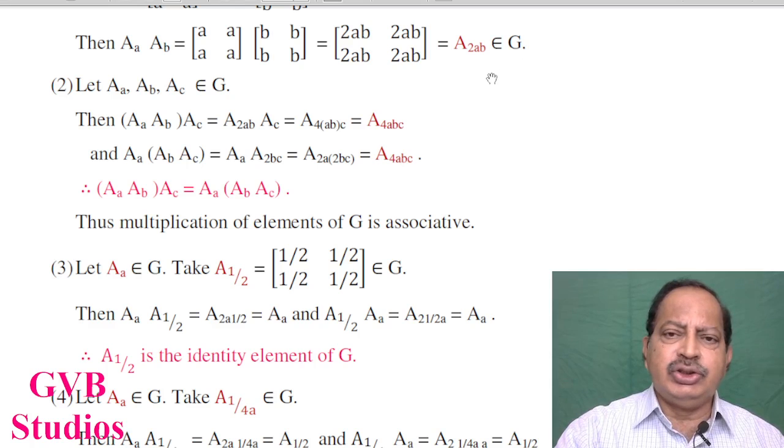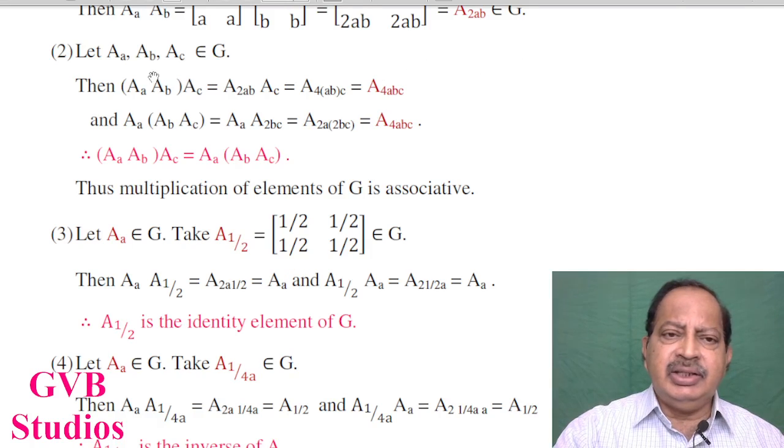Next we go to the associative law. Let us take any 3 elements in the set G. I will write A_a, A_b, A_c belong to G. I am taking the left side of the associative law, (A_a A_b) multiplied with A_c. In the first property I have seen this can be written as A_{2ab} and this is A_c. Again multiplying these two matrices as in the closure property, we get A_{4abc}. I will write this as A_{4abc}.